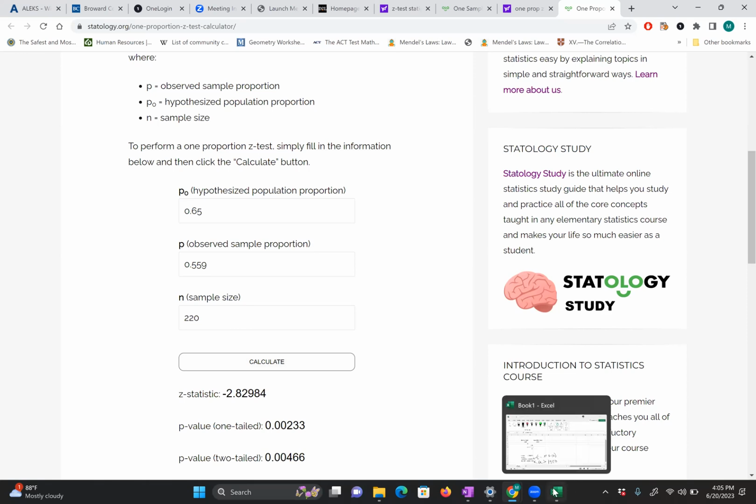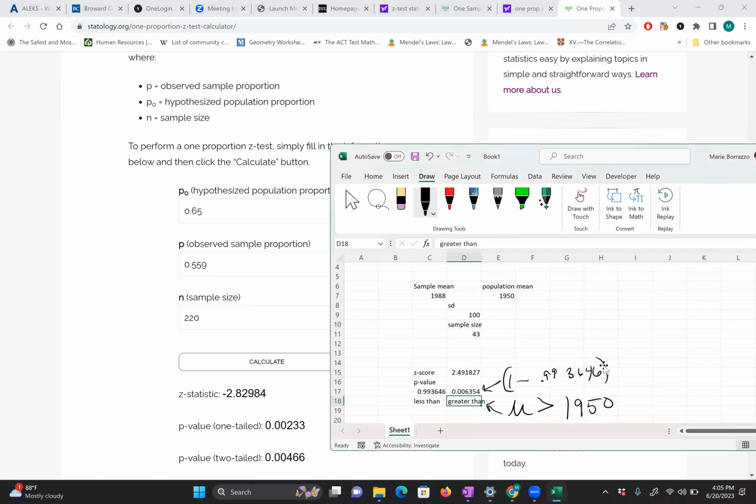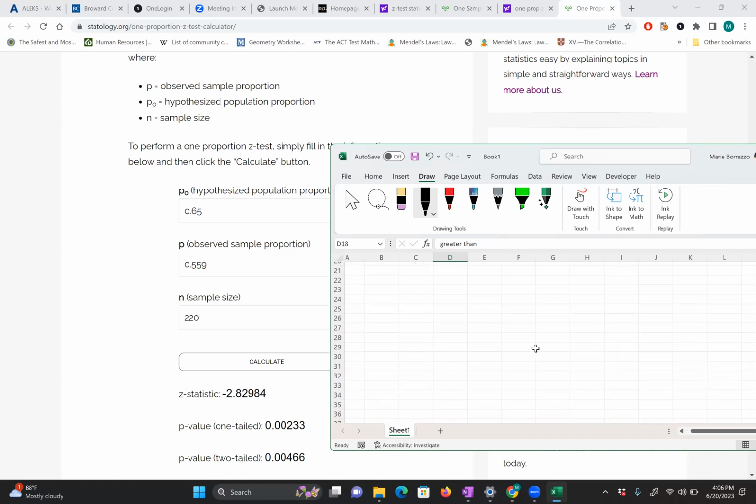This is where Excel is your best buddy. So let me go down here to this part, and I'm going to call this one proportion z-test. Okay. So I'm going to call this the p-value. And over here, I'm going to put X and N.